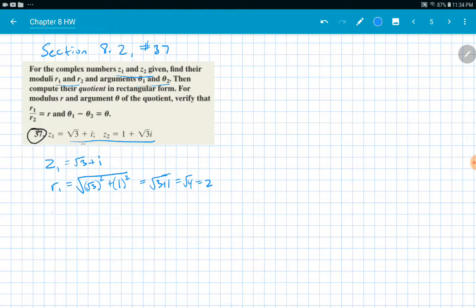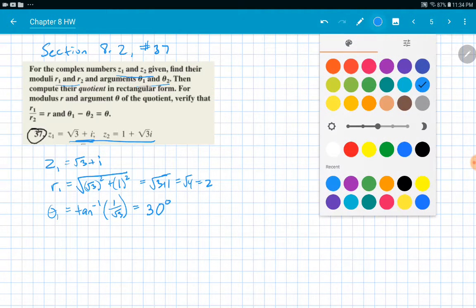And theta: these are both positive, so that's in quadrant 1. So theta reference and theta will be equal. That's tan inverse of b over a, so that's 1 over radical 3. That's on the unit circle, so that is equal to 30 degrees.